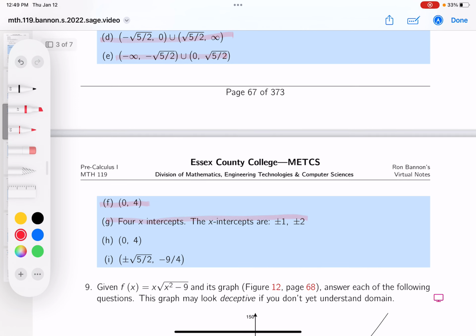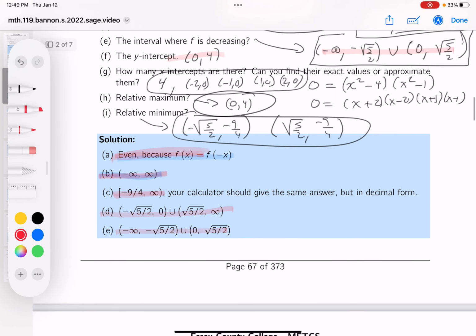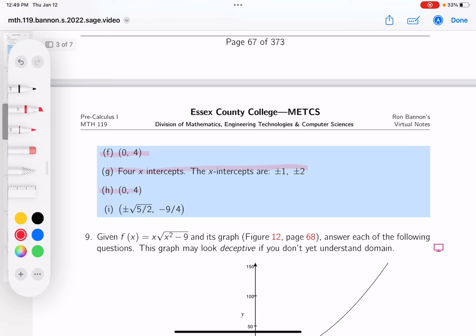4 x-intercepts. They kind of, I'm not going to say sloppy, but they did do it. It's minus 2, minus 1, 1, and 2. Got those written down. So I'm going to agree with that.